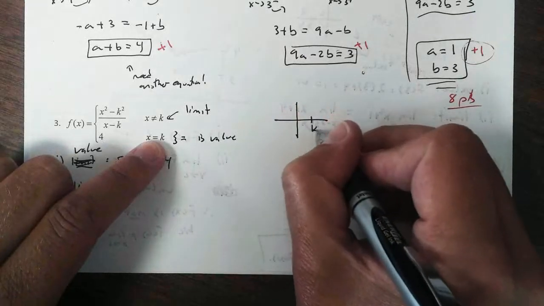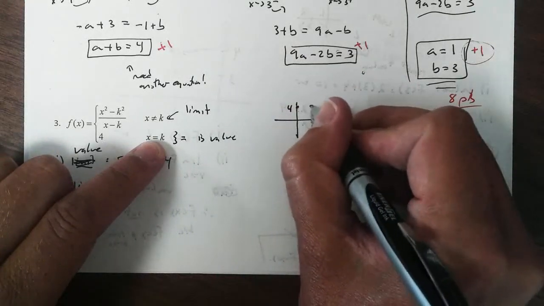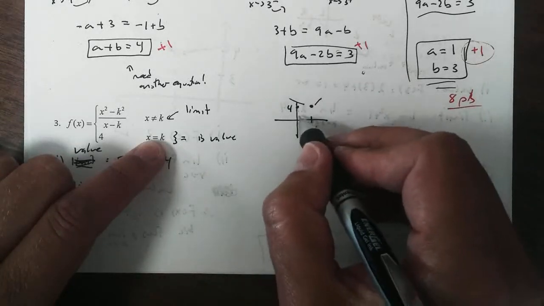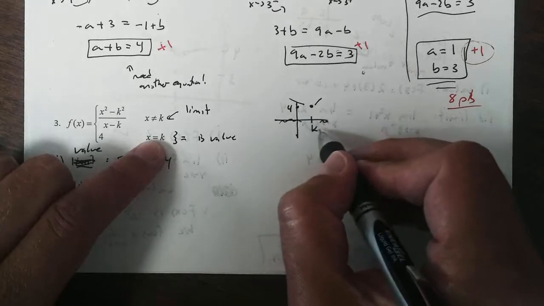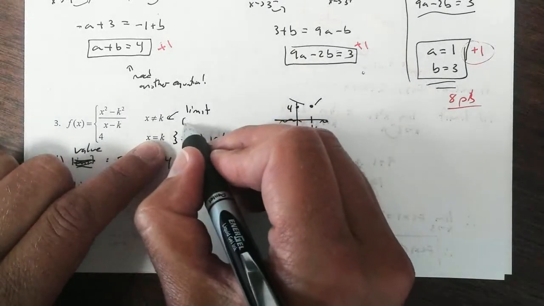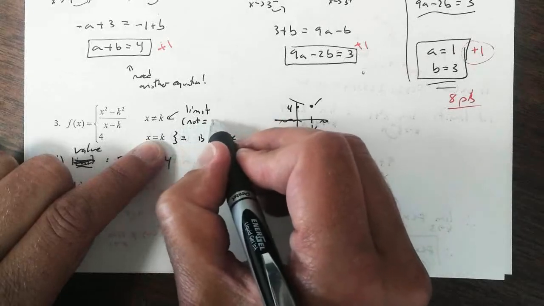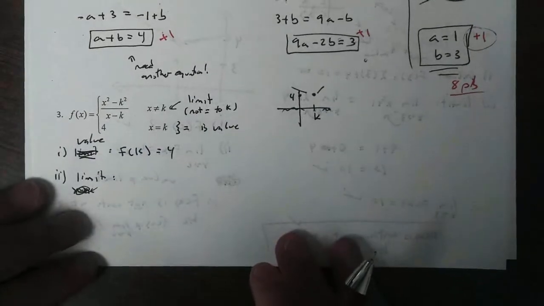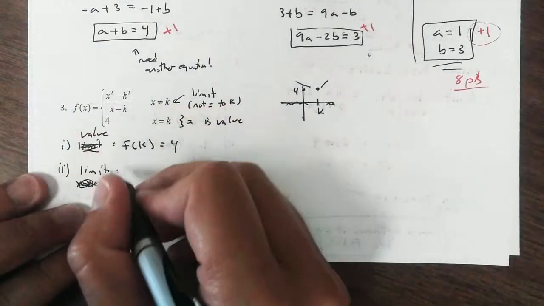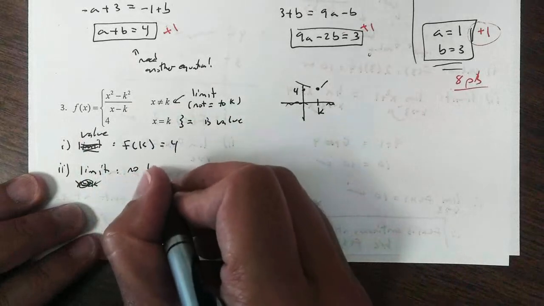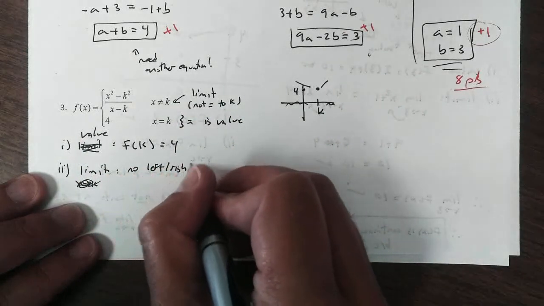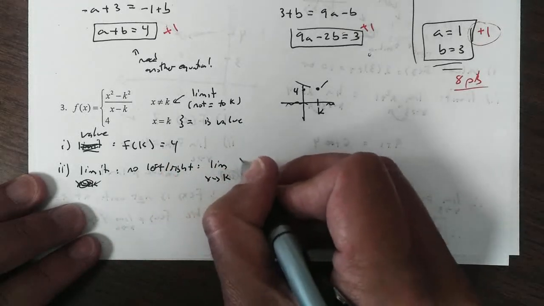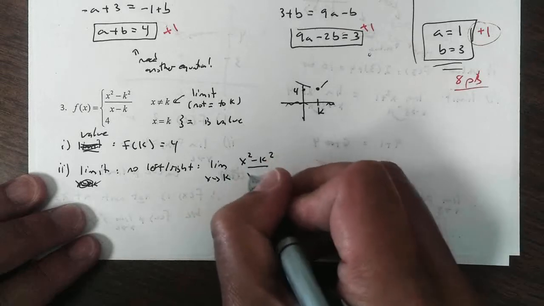But let's take a look at y. If I'm at k, I know my value is 4. Anywhere that is not k, that doesn't equal it. So this is my limit. So the limit is not equal to k. It's everything else, in other words. And since there is no left or right, we can just take a limit. So I can just say the limit as x approaches k of x squared minus k squared over x minus k.